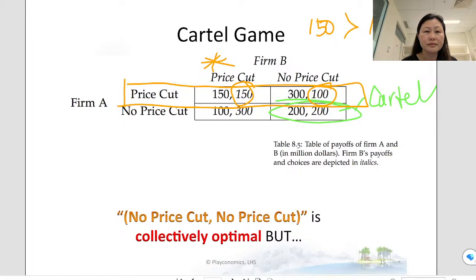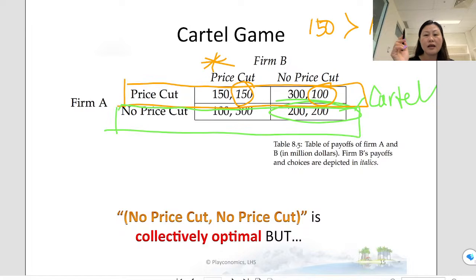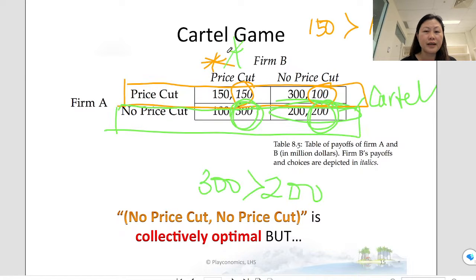On the other hand, if we set it as no price cut, for firm B, I think that was 300 and 200. Clearly 300 is greater than 200, so price cut.